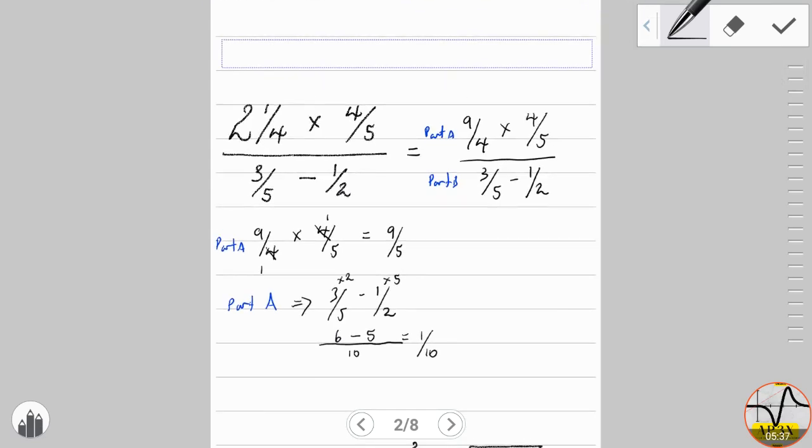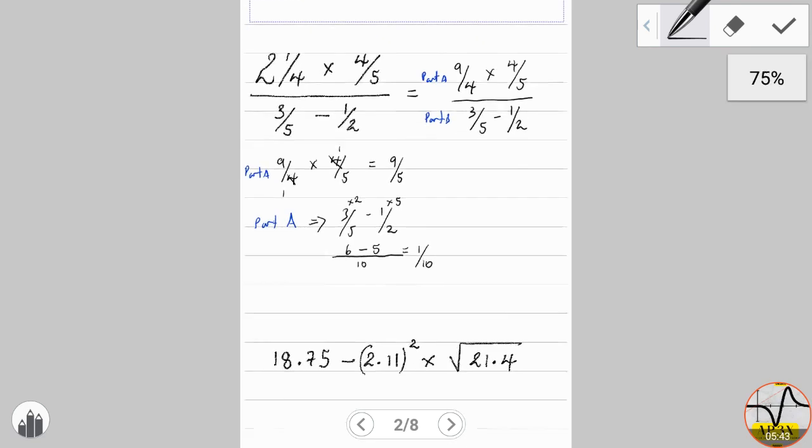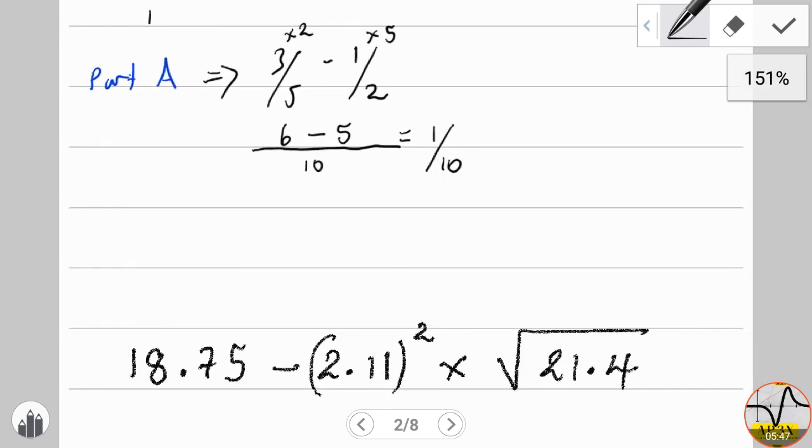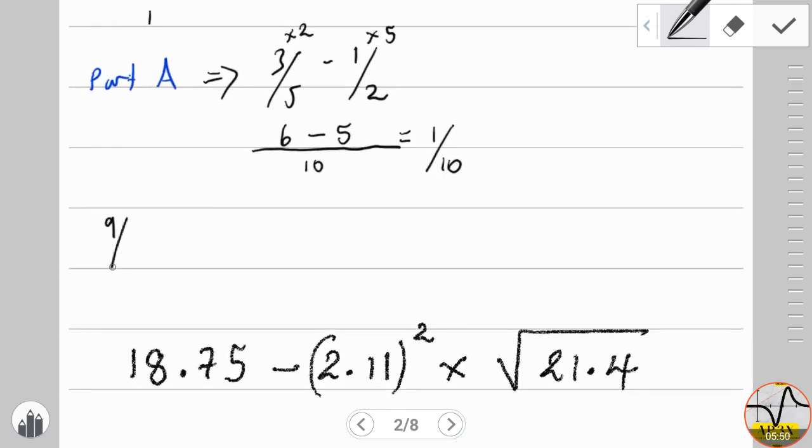So now we're going to be dividing the answer that we got in part A by the answer that we got in part B. So with part A here, we got 9/5. So that's 9/5 divided by 1/10. Okay. We're going to be changing the sign to multiplication and reciprocating the last fraction.